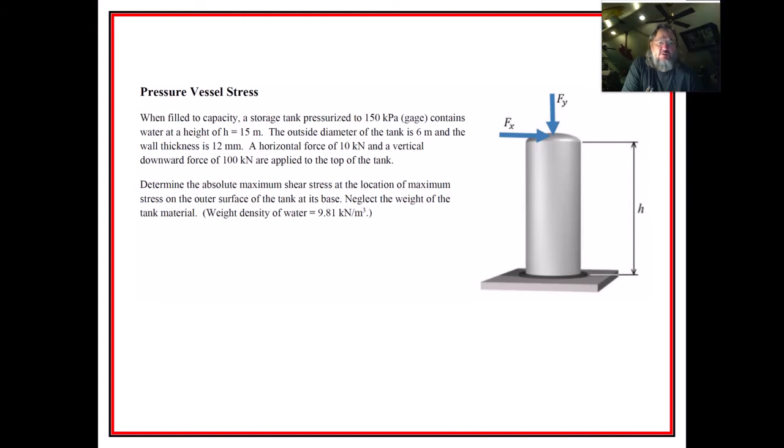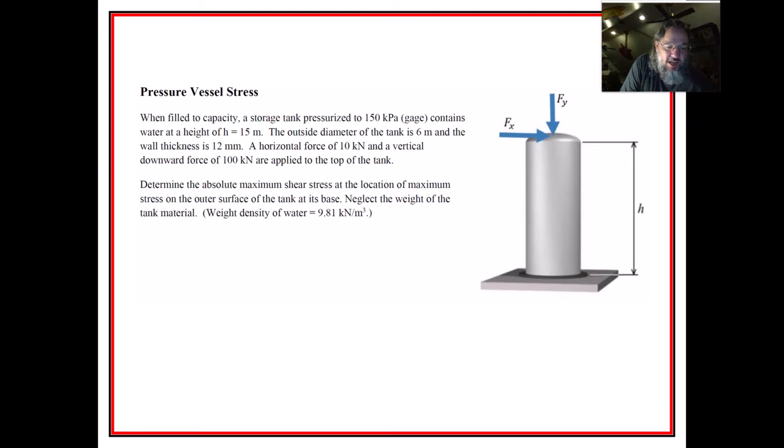So I have a storage tank pressurized to 150 kilopascals gauge. It contains water at a height of 15 meters, and the outside diameter of the tank is 6 meters, and the wall thickness is 12 millimeters. A horizontal force of 10 kilonewtons, which I've changed to 1,000 kilonewtons, which seems like a whole lot, and a vertical force downward of 1,000 kilonewtons, that's a whole lot too, are applied to the top of the tank.